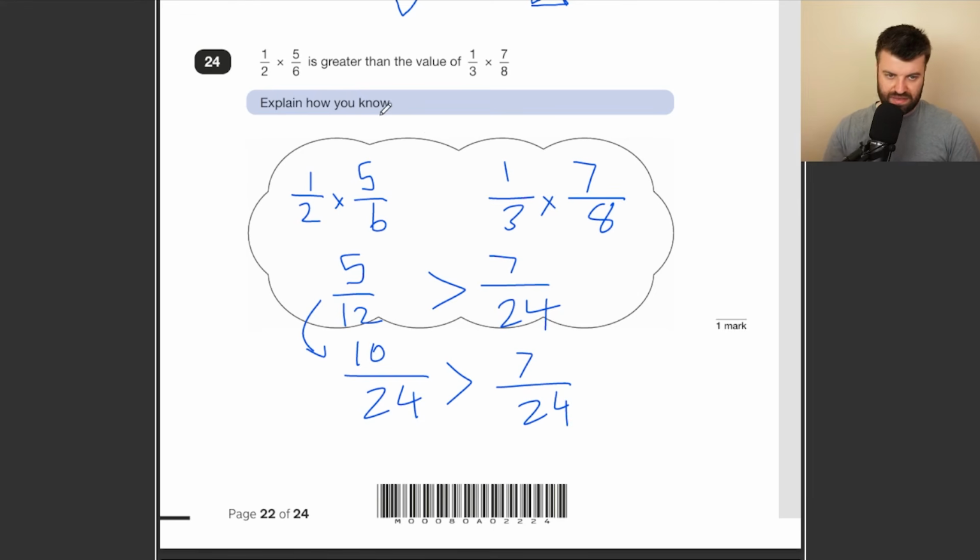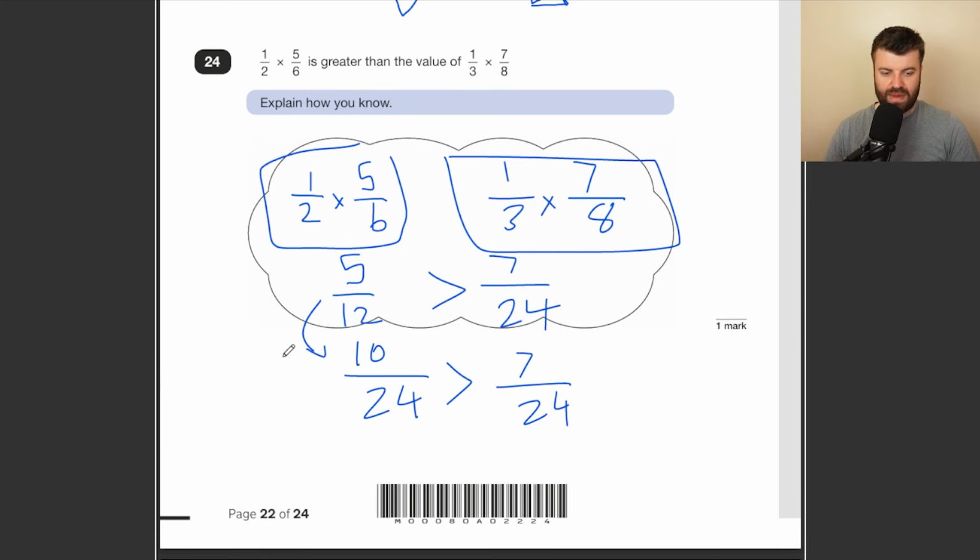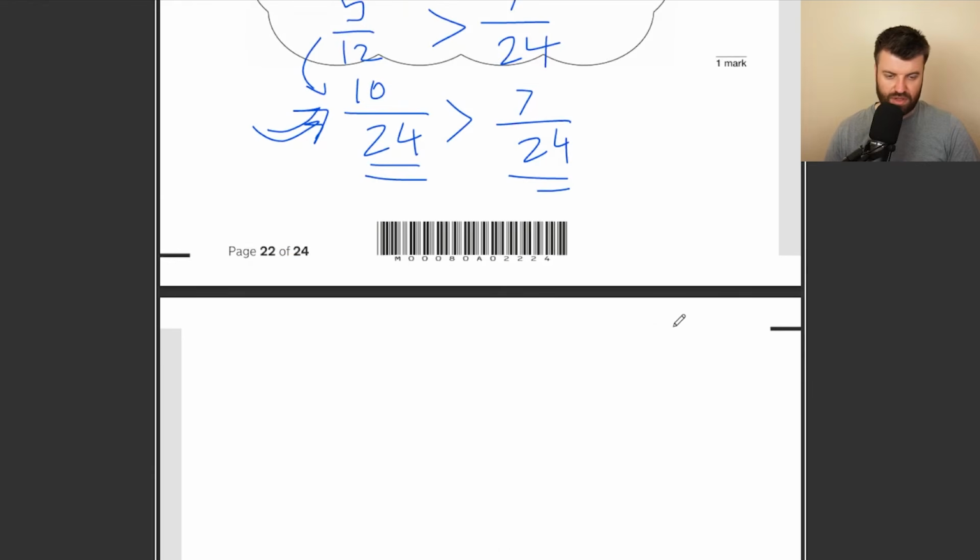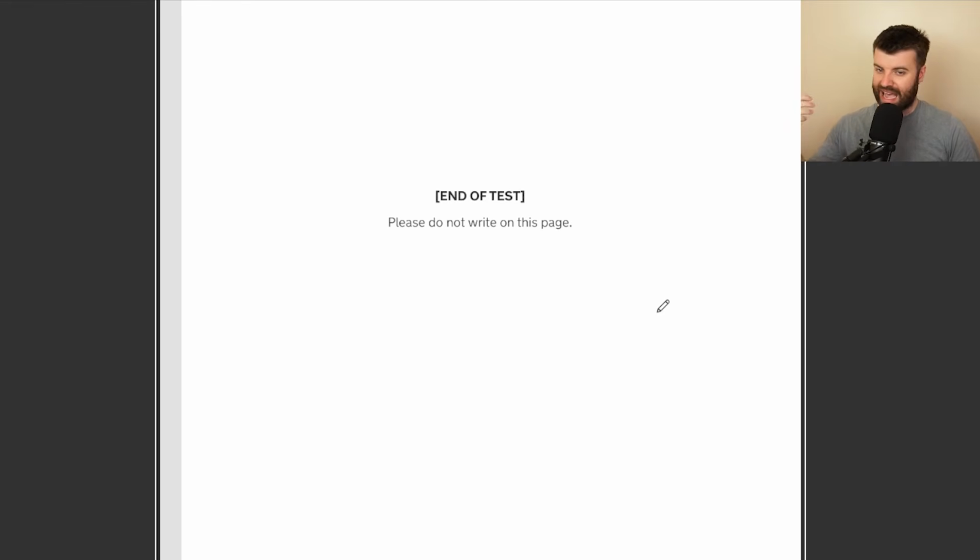So you can use maths to explain this. You can do the maths here, and you can then explain, I know it's bigger, I know this is greater, because when the denominators are the same, the numerator is greater for 1/2 times 5/6. Simple as that. You can use the maths to then explain it, and you finish the test.